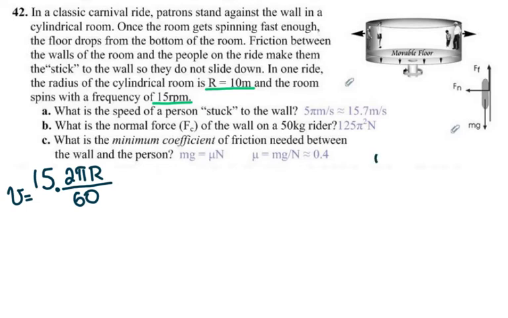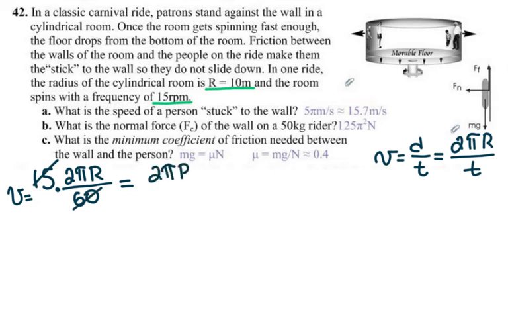So your velocity is equal to the distance over the time, and the distance around the circular motion is the circumference, which is 2 pi r, over the time, which they give you as 60 seconds or 1 minute. But the person makes 15 of them in 1 minute. So that means I can divide the top and the bottom, numerator and denominator, by 15. So I'll have 2 pi r over 4. I can also divide by 2 and 2, so I have pi r divided by 2.